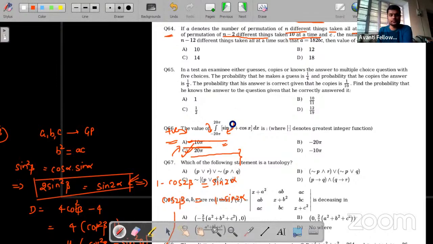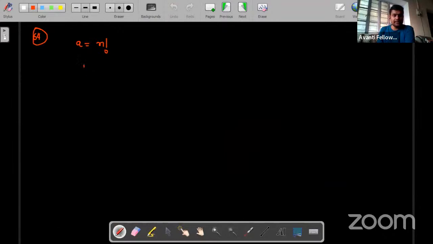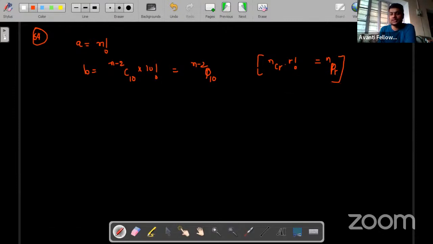So we will write B is equal to, first of all, selection of 10 people out of n minus 2, and then arranging them. Arranging them means factorial 10 ways, because 10 people can be arranged in 10 places in factorial 10 ways, which is nothing but (n-2)C10 times 10 factorial. Remember, nCr into r factorial is nothing but nPr. So we can use this directly.